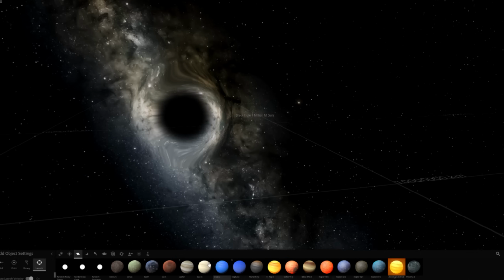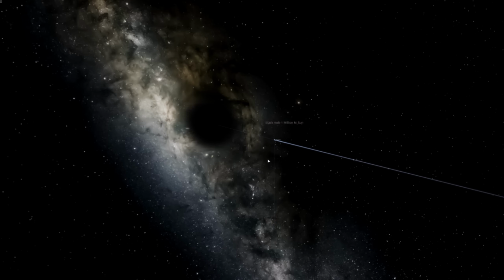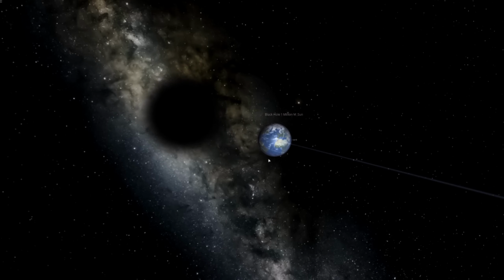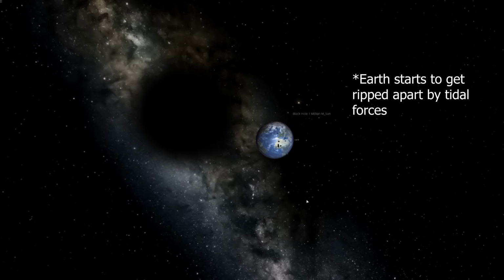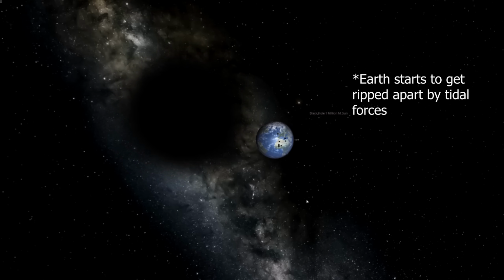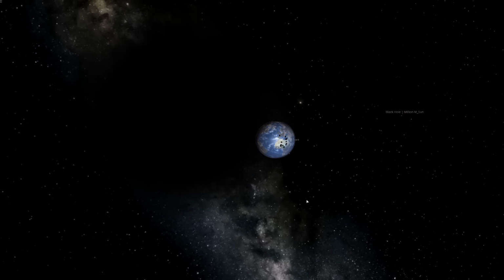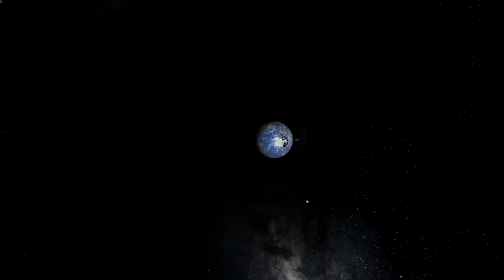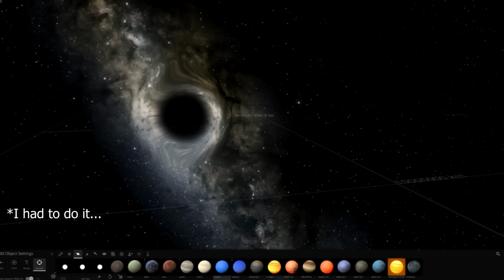Okay, so this is in real time, the Earth falling into a black hole. 3, 2, 1. Whoa, there it goes, into the event horizon. Okay, this is Uranus being shot into a black hole. 3, 2, 1.